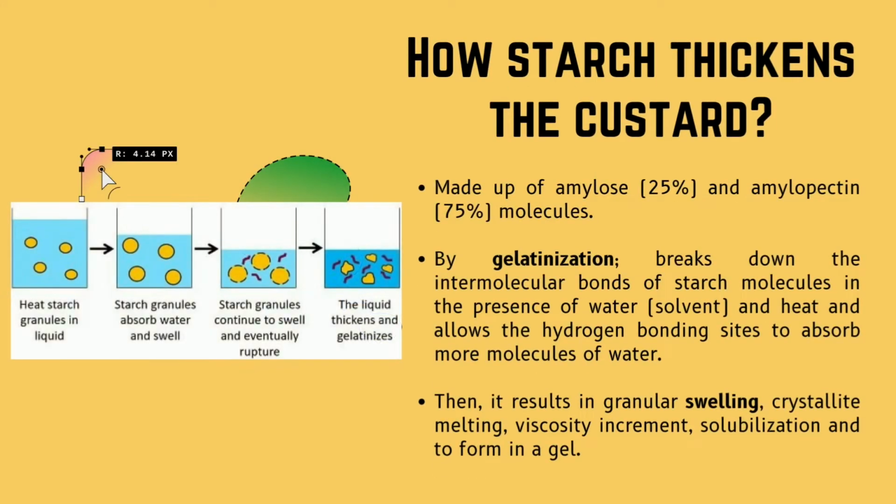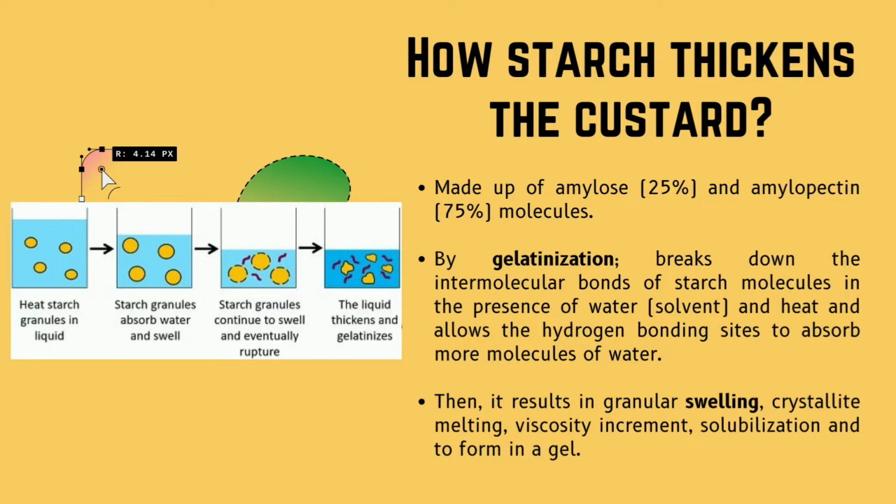Okay, so the most important thing that we need to know about the instant custard is the ingredients. The main ingredient in the instant custard is the starch. So how does the starch function to thicken the instant custard? First, we need to know that starch is made up of amylose and amylopectin, which is about 25% amylose and 75% amylopectin.